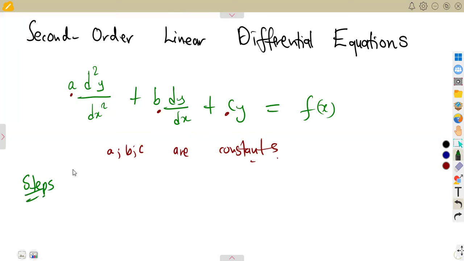In order for us to solve, the first thing that you are going to do whenever you see this type of equation is to form what is called the auxiliary equation. What is this equation that we are referring to?